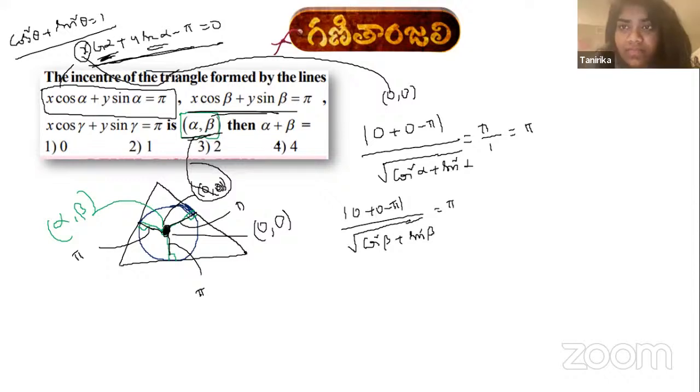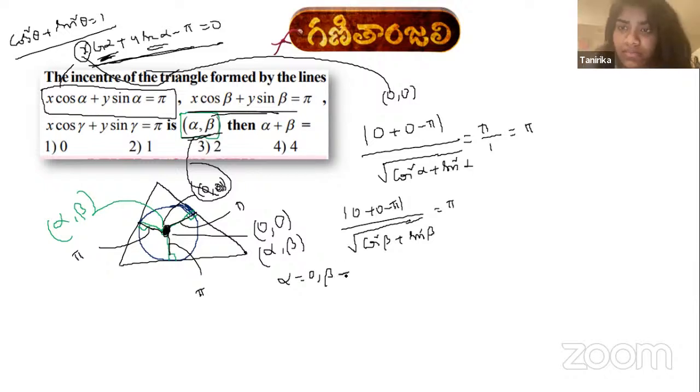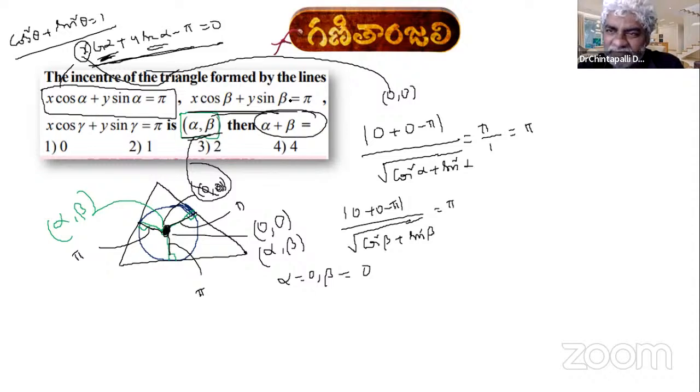In the problem, it is given that the center is alpha comma beta. When we compare these two points, what is alpha? 0. What is beta? 0. What is asked in this question? Alpha plus beta, that's 0 plus 0. Alpha plus beta is equal to 0 plus 0. Answer is 0 only.